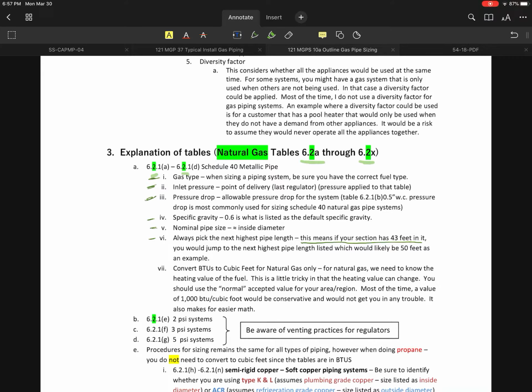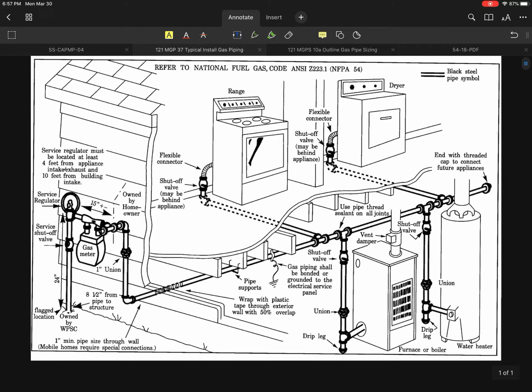So for example, I'm going to go back to this picture here, and the natural gas system. Let's just say, for example, this was a 50,000 BTU appliance, and this one here is 50,000 as an example, and I'm going to keep it easy math. That's 100,000, and this one is another 50,000. So the heating value of the fuel, you'd have to know what that number is, but I'll just say we'll use the number of 1,000 BTUs per cubic foot.